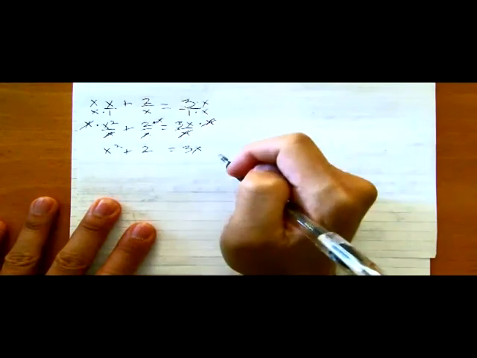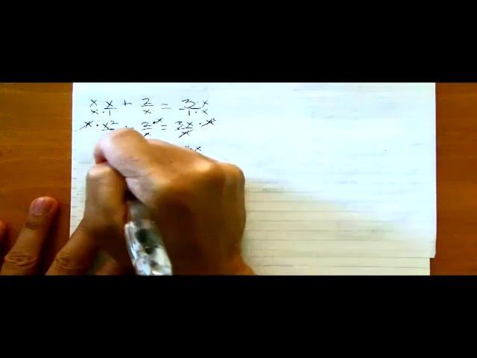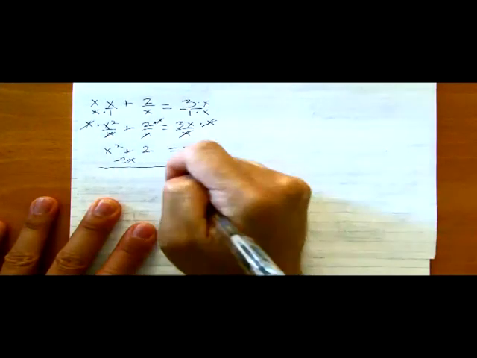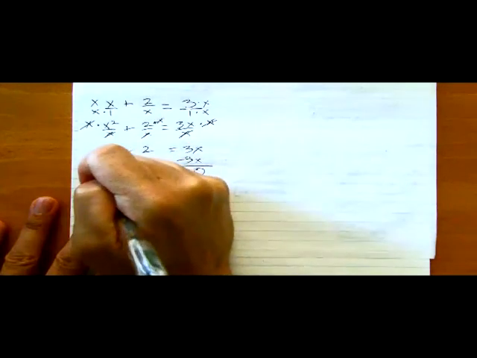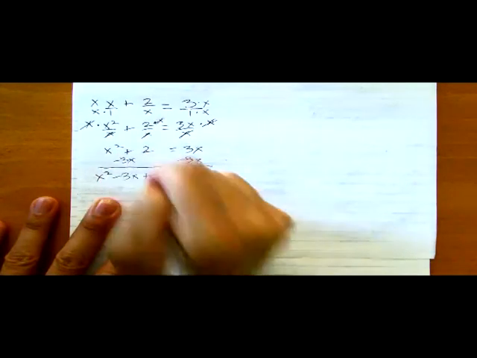We need to get rid of 3x. So subtract 3x on both sides. That'll get it into standard form. So now we have a 0 on this side. x squared minus 3x plus 2.